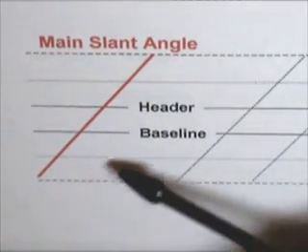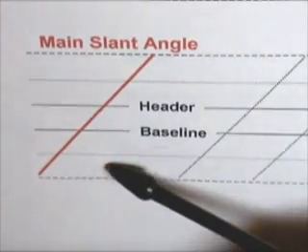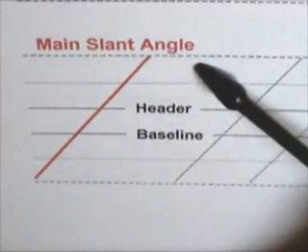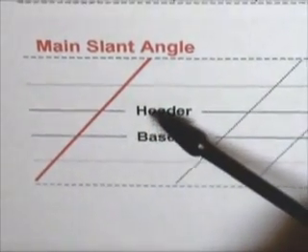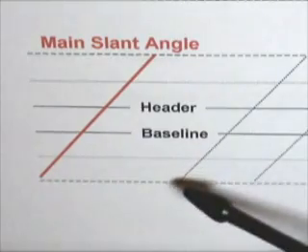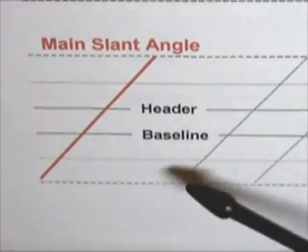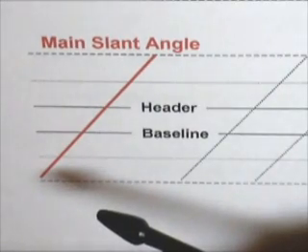I always practice with the grid that consists of 5 spaces: 1, 2, 3, 4, 5. This middle space is my x-height, that's clearly demarcated by the lines, header and baseline. There are also these slanted angles, which represent the main slant angle of the shade.